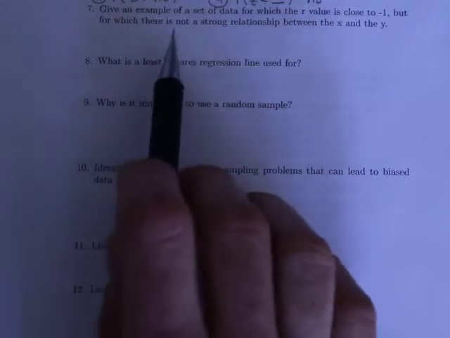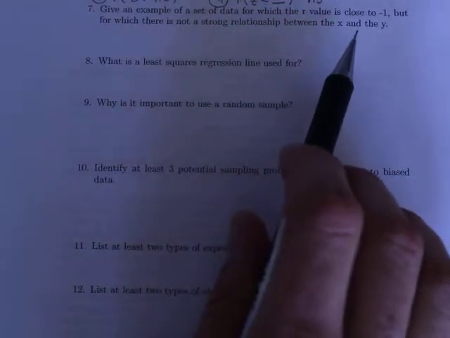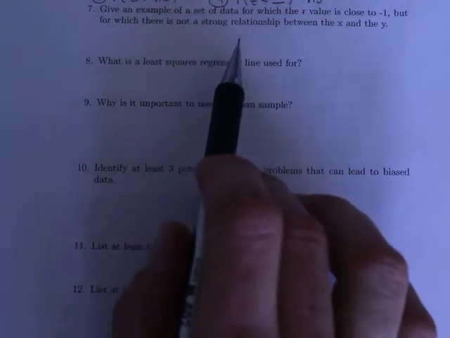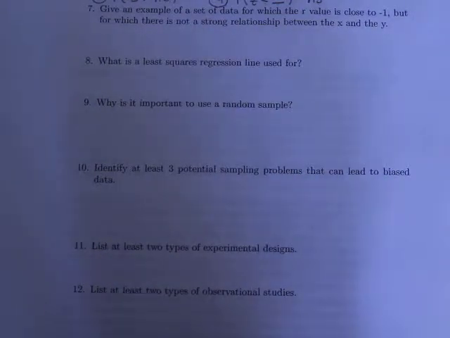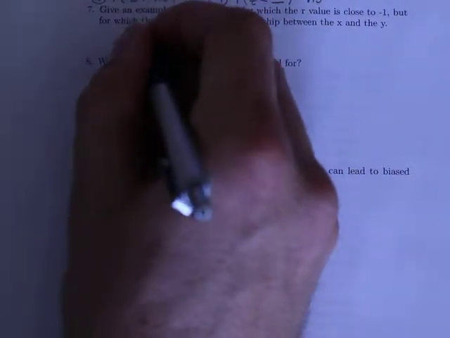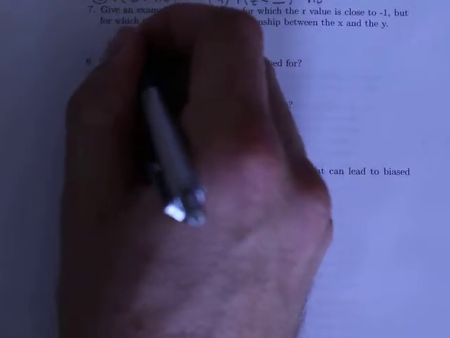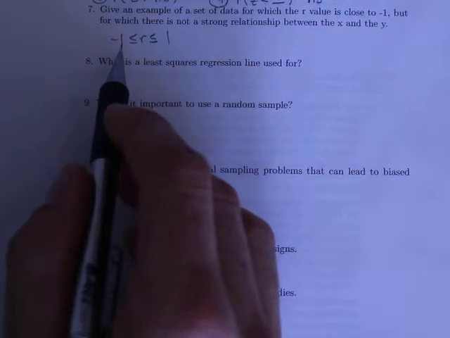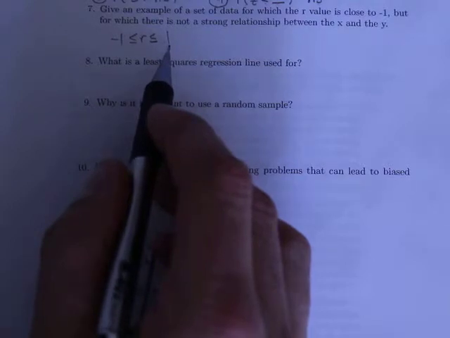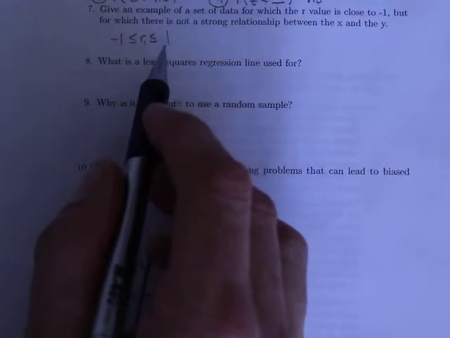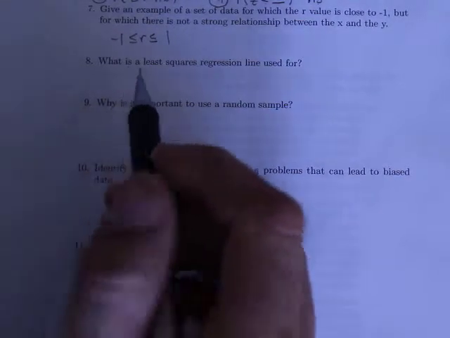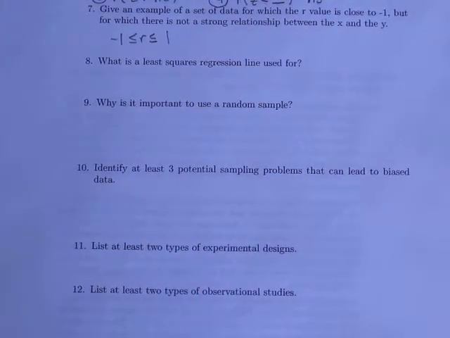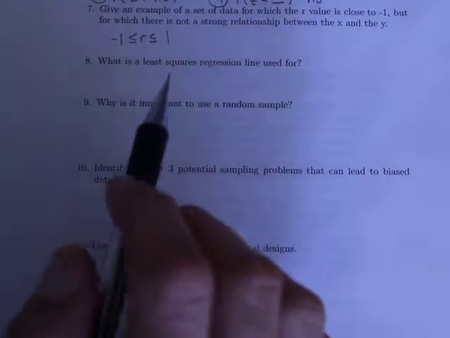Moving to the next question, give an example of a set of data for which the R value is close to -1, but for which there is not a strong relationship between X and Y. Now just a few reminders. R value is typically between -1 and 1. -1 usually indicates a very strong negative linear relationship, and +1 usually a strong positive relationship. And R values in the middle near 0 we hope indicate no real relationship.